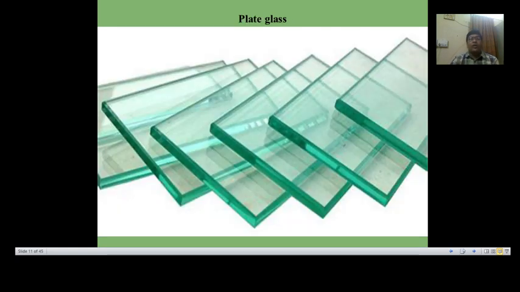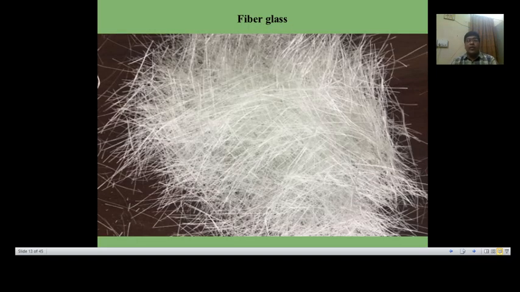Now coming to plate glass: quartz is used as one of the raw materials in the manufacture of sheet glass or plate glass. These are popularly used nowadays in residential buildings, commercial buildings, offices, etc. Now coming to fiber glass: this is a type of glass like a silk thread, very fine in nature, and it is manufactured by a special manufacturing process.